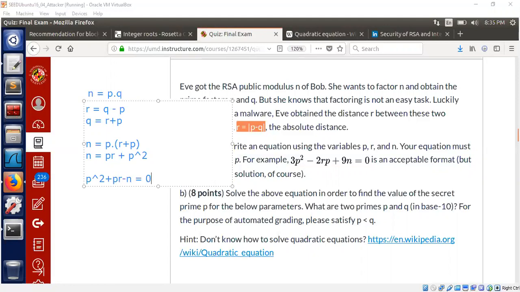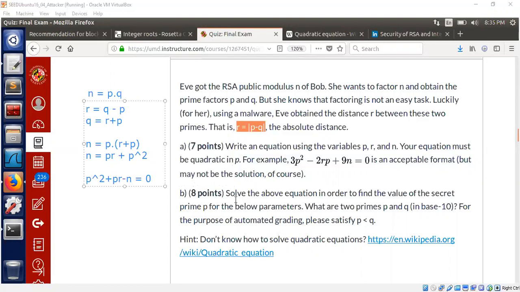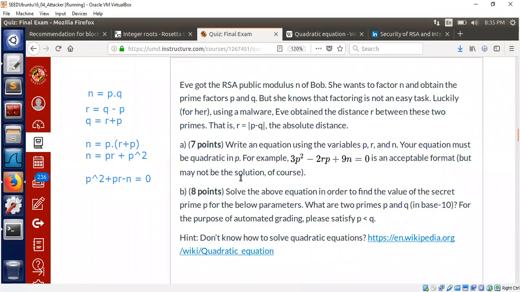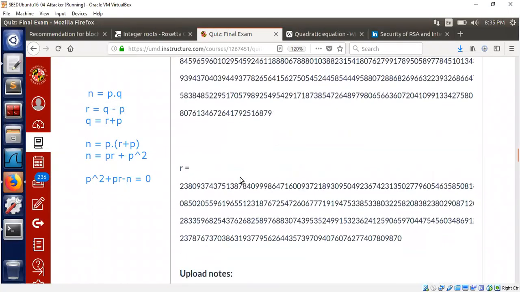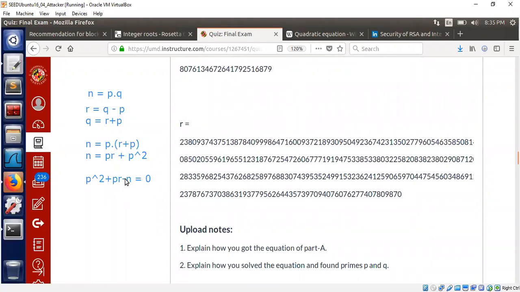So this is a quadratic equation. We know the value of n and r, we don't know p. So we have to now solve that. I guess the next part of the problem is to solve this equation to find the values p and q. Okay, let's see what are the values they gave us. So they gave n and r. So we do know n and r.